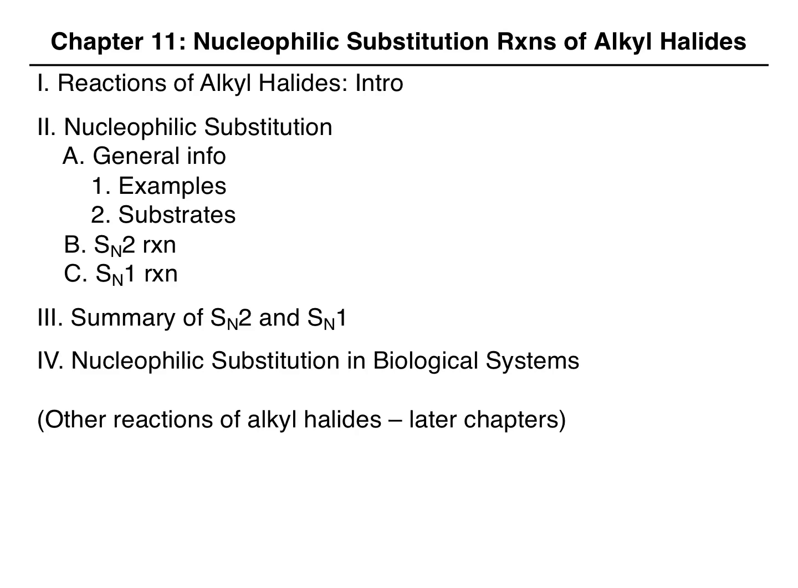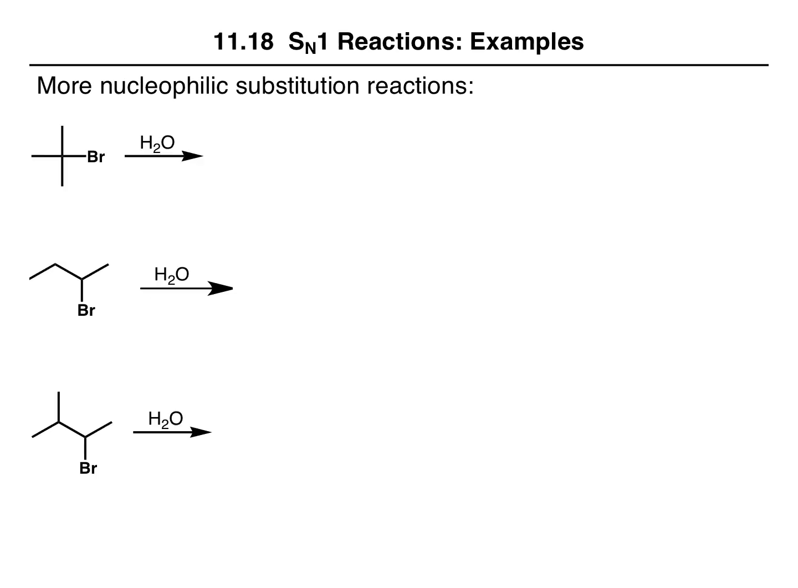In this video, we will continue our look at nucleophilic substitution reactions, focusing on the SN1 mechanism. In our earlier videos, we saw that tertiary alkyl halides will not undergo SN2 substitution, but they will undergo substitution. So it must be happening through a different mechanism.